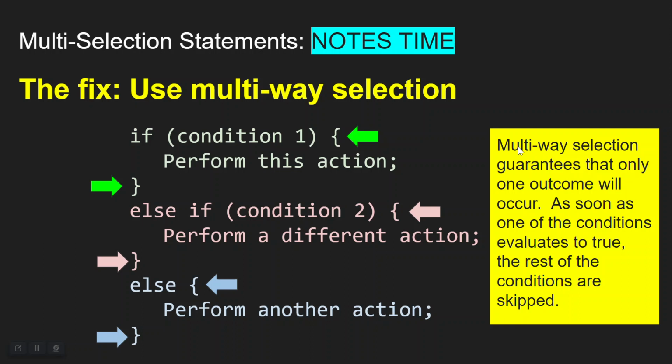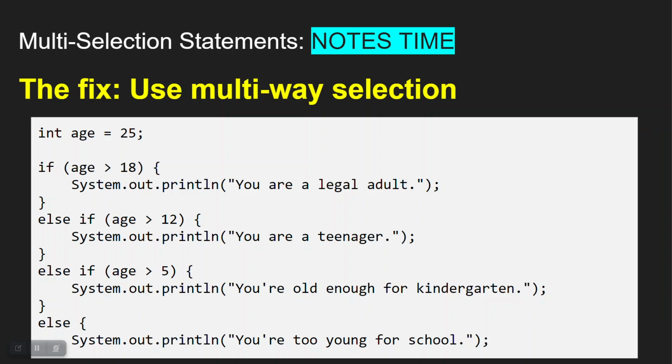So the benefit of multi-way selection is it guarantees that only one outcome will occur. As soon as one of the conditions evaluates to true, the rest of the conditions are automatically skipped. So that's the big benefit of multi-way selection: it guarantees that you're only going to get one outcome instead of potentially getting multiple.